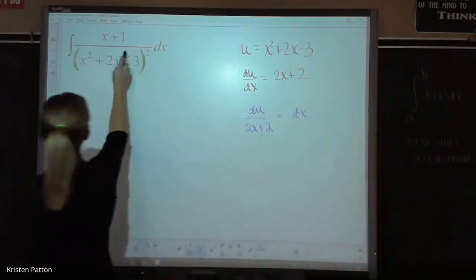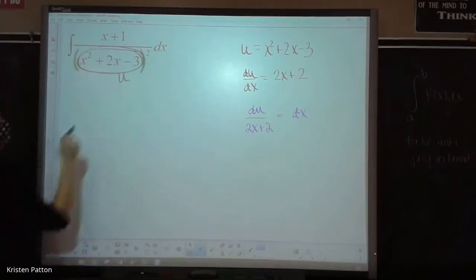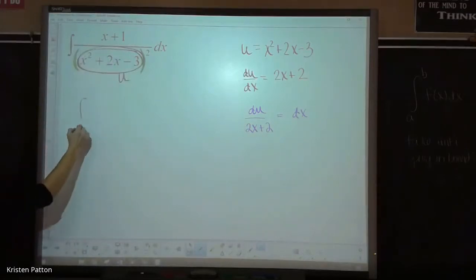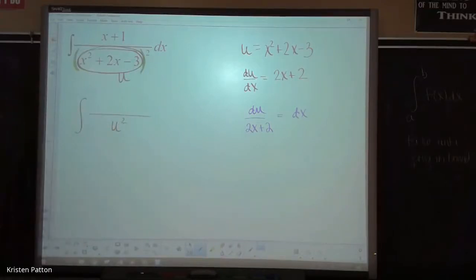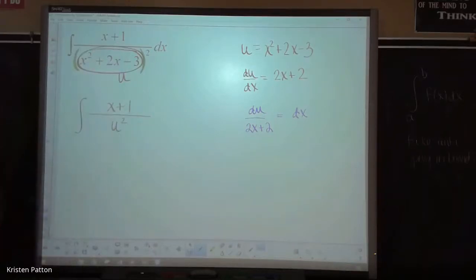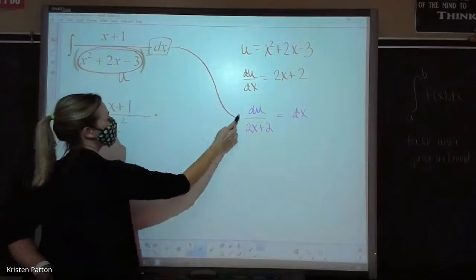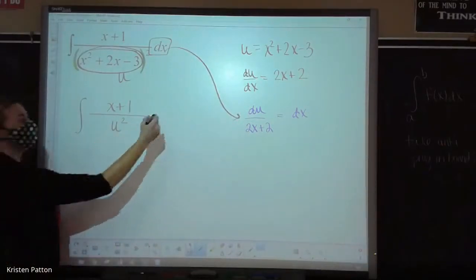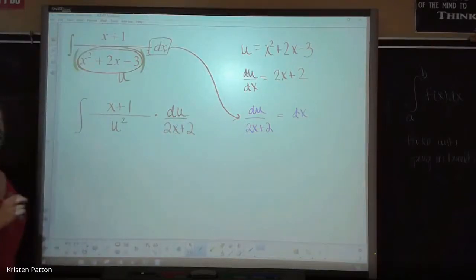All right, here we go. Let's come over here and see if it actually works. Remember, I'm going to replace this with a u. So here's my integral symbol. In the denominator, I have a u squared. In the numerator, I don't have anything for the x plus 1, but that's okay. We're just going to cross our fingers that it goes away in a minute. And then at the end of our integral, we have a dx. Well, remember, we just said dx equals du divided by 2x plus 2.